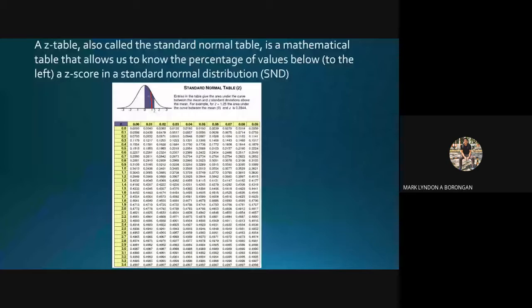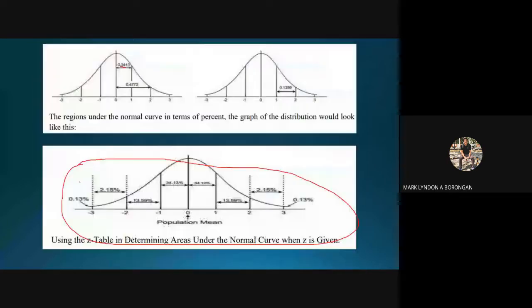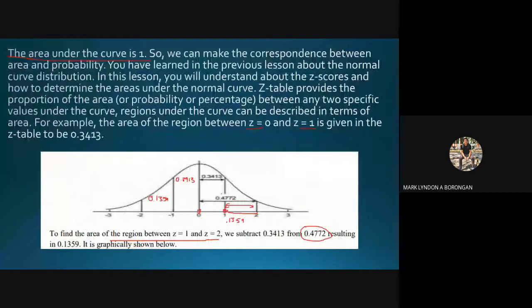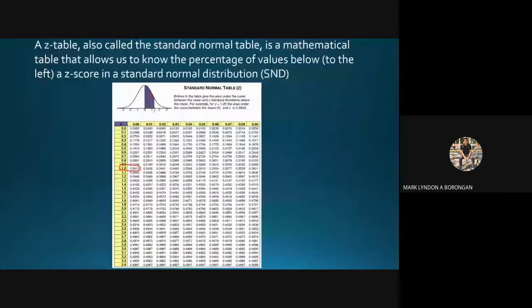So for 1.0, that is 3413. And for 2, as you can see, it is 4772. The distance from 0 up to 2 is 4772. So in this table, look at 4772. There you go. That is how we use the standard normal table.